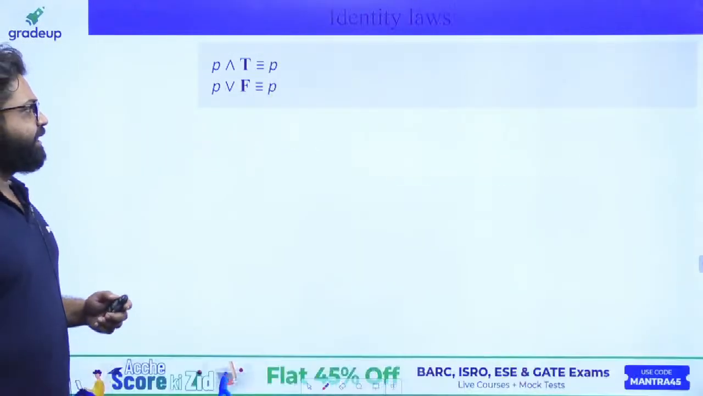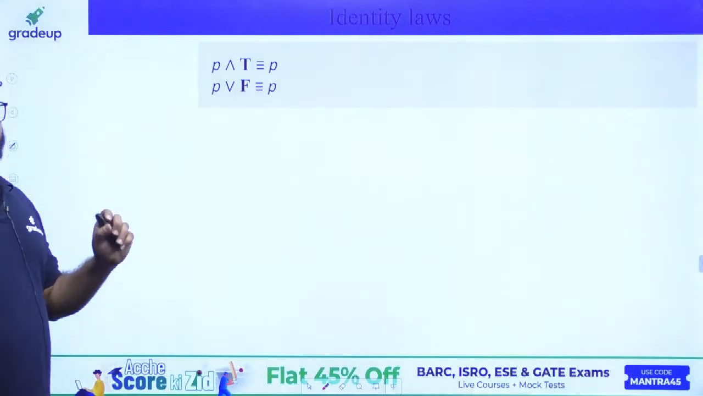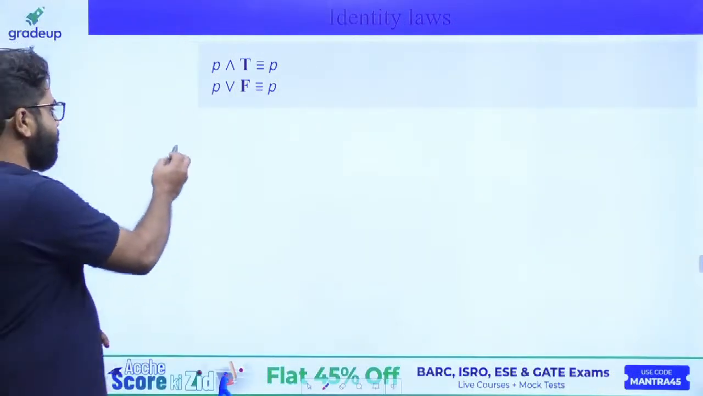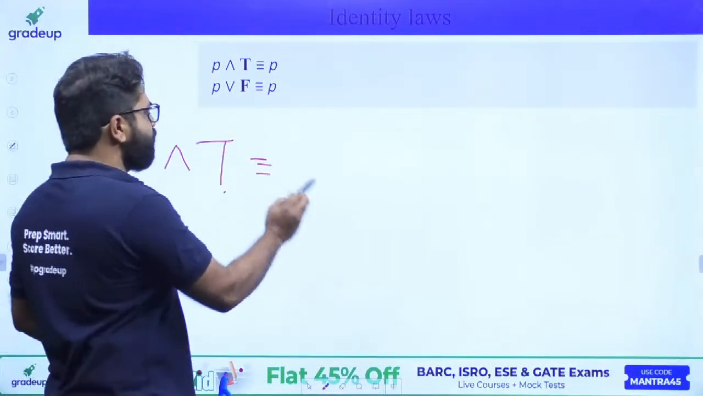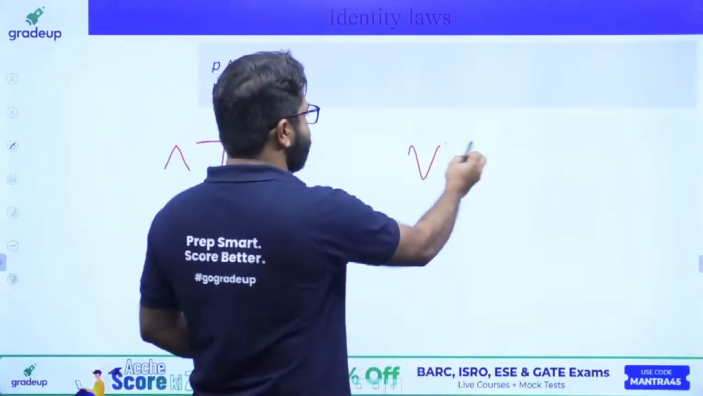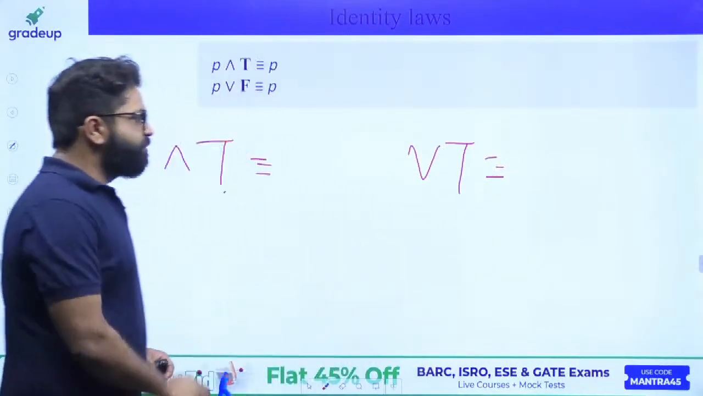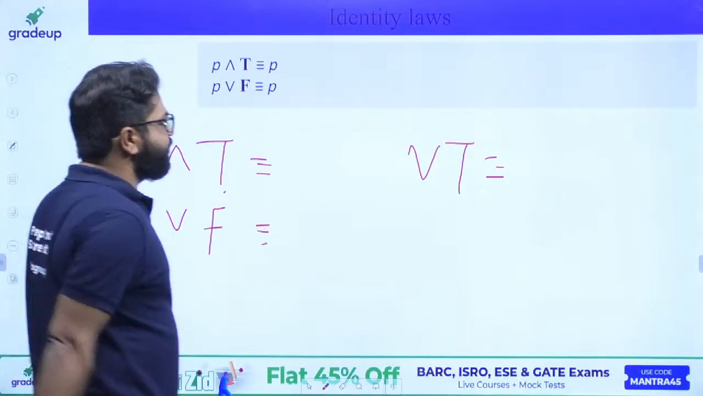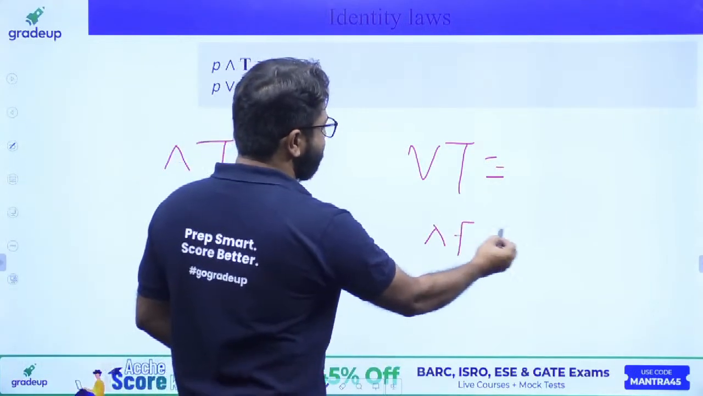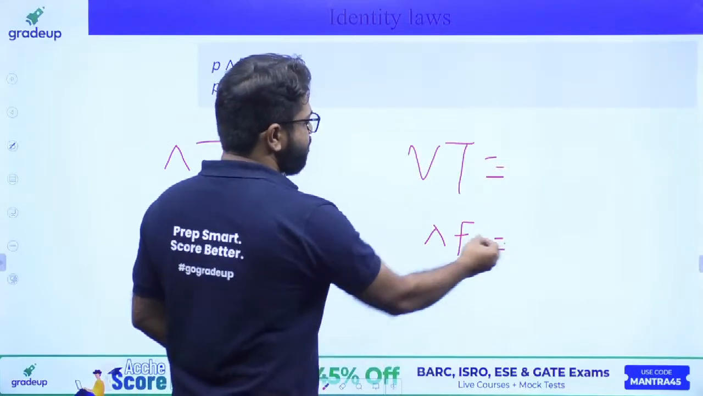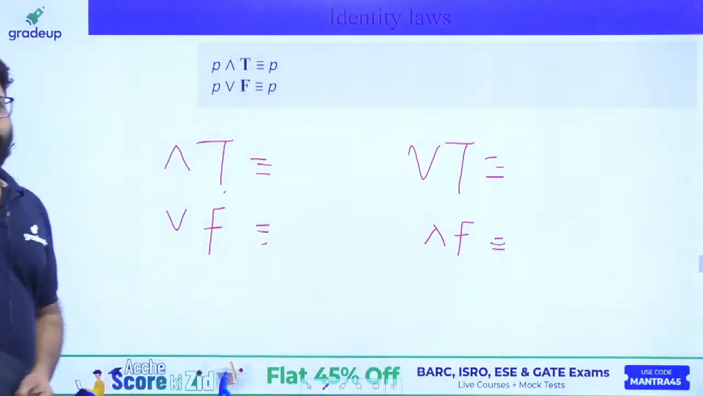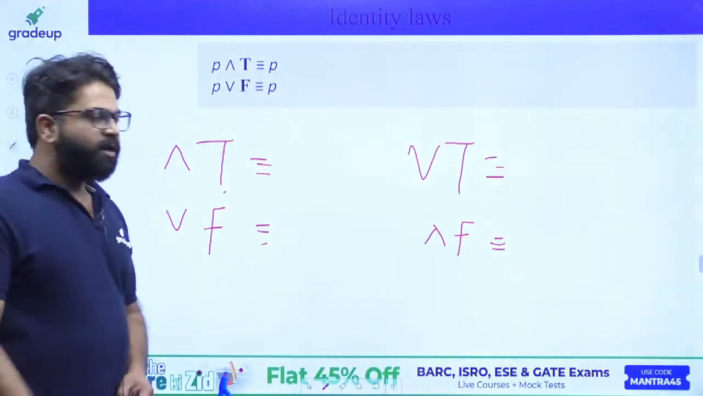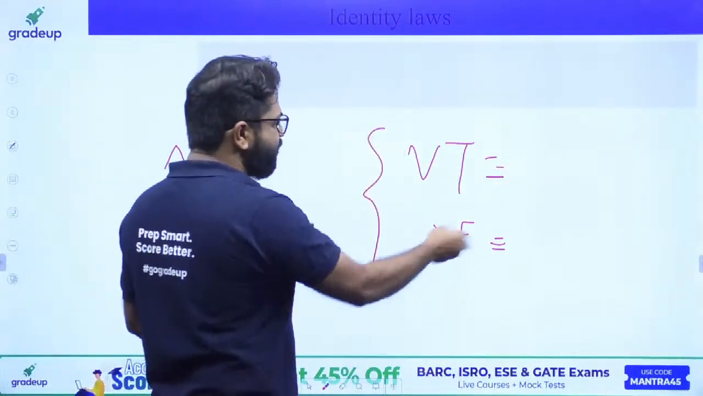Let me do a little revision. Identity laws: AND true, this will be the identity law, and OR true, this will be your domination law. Remember that. And OR false will be the identity law, and here you will be getting AND false, the domination law. Try to remember: AND hates false and OR loves true. These two things are given by the domination law.